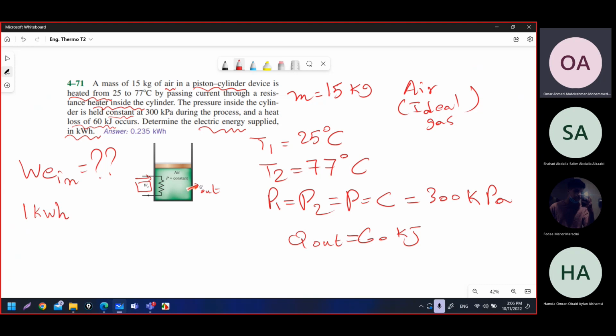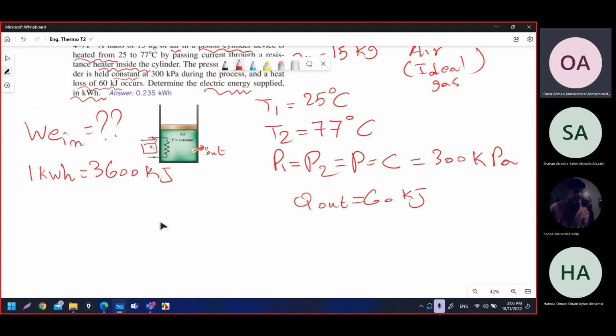1 kilowatt hour is equal to 3,600 kilojoule. So usually we find our answer in kilojoule. What we will do is divide by 3,600 in order to get it in kilowatt hour. Now let's write my energy balance for a closed system.